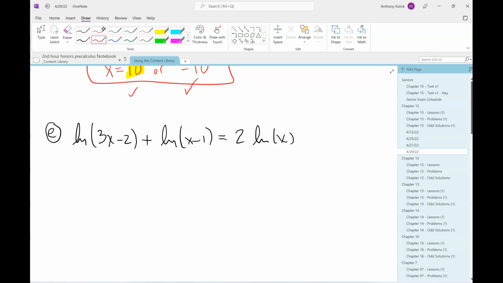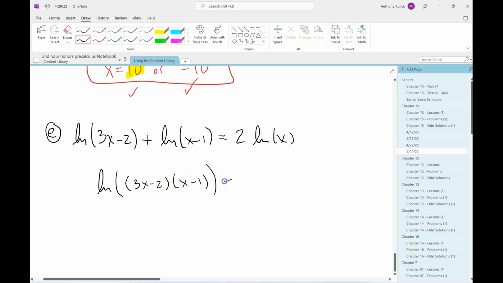Add them? No, but the sum of 2 logs is the product property, so I can condense the logarithms on the left-hand side. Absolutely. Everybody's okay there? Similarly, on the right-hand side, what can I do?